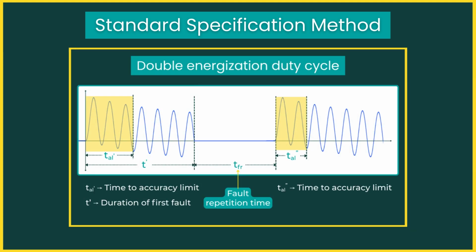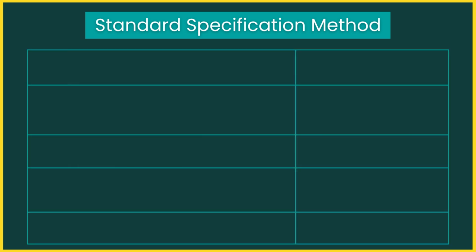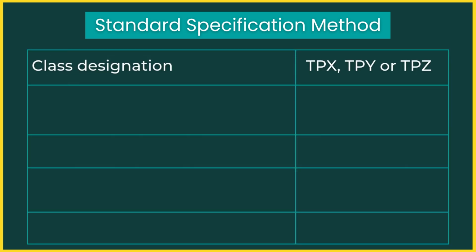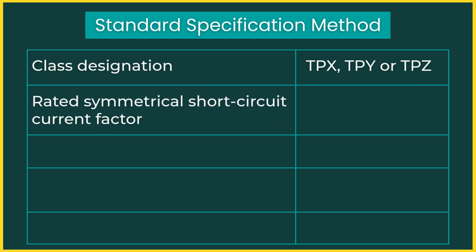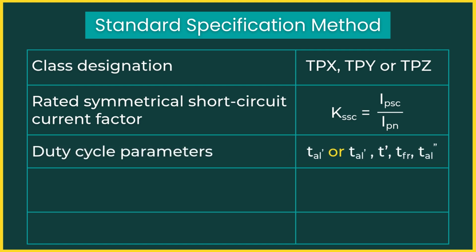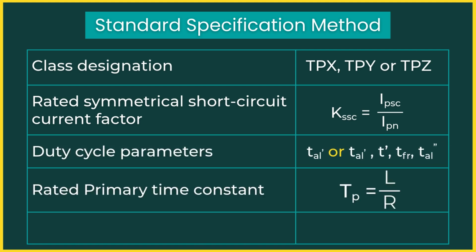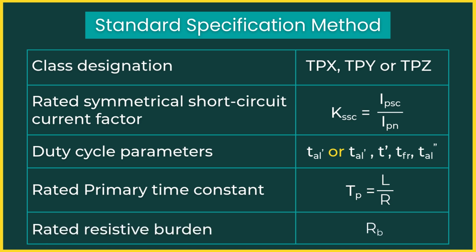In this method, you specify the following: class designation TPX or TPY or TPZ. The rated symmetrical short circuit current factor, KSSC. The complete duty cycle parameters we just learned. The rated primary time constant. And the rated resistive burden. These inputs allow the manufacturer to design the CT core so that it remains accurate for the defined duty cycle.